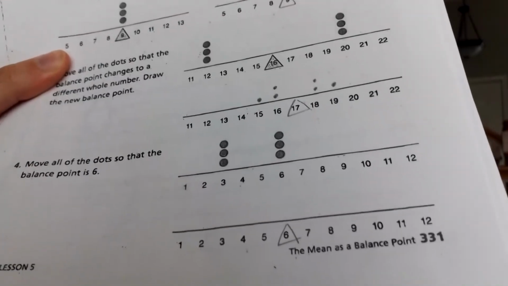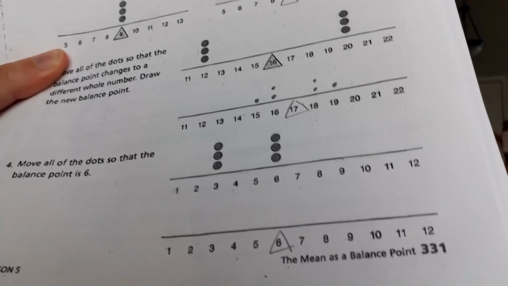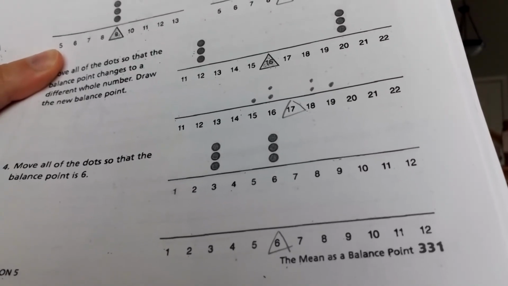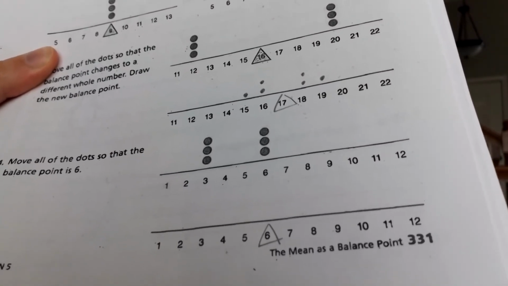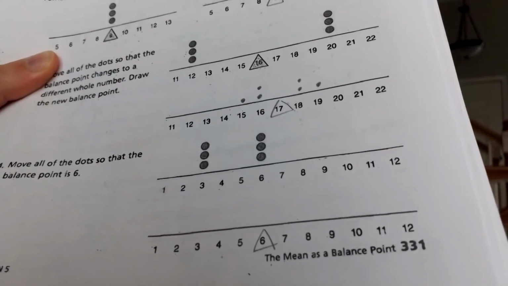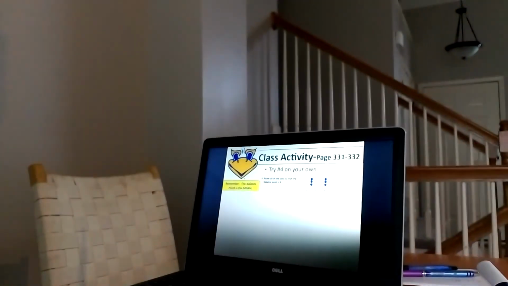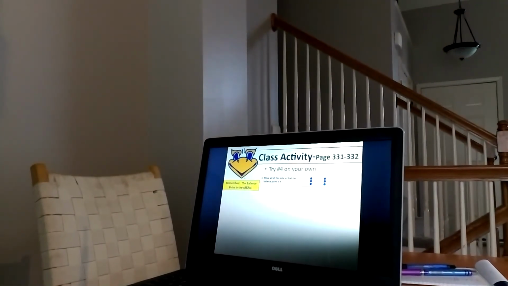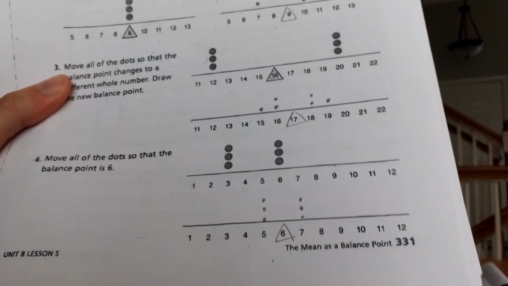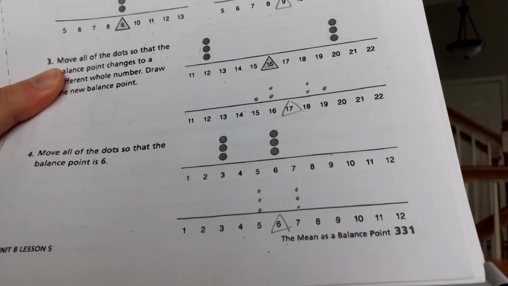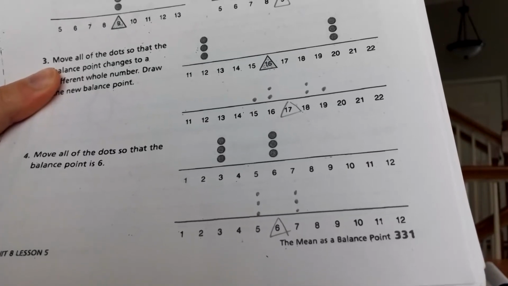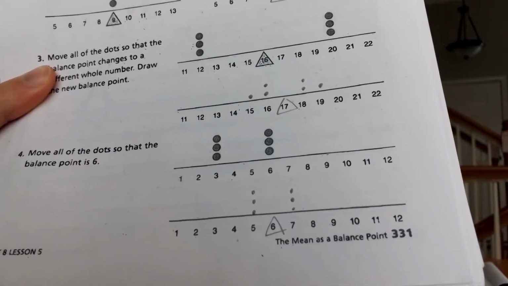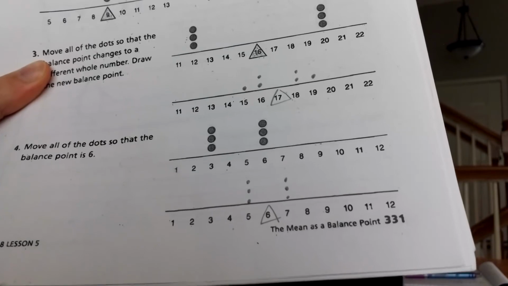And it says to move all the dots. So I don't want any dots on 3, and any dots on 6, because I have to move all of them to a different spot. So in my mind, the easiest thing for me to do is to put 3 dots on 5 and 3 dots on 7. Now that is not the only option. That is one option. I could put 3 on 4 and 3 on 8.